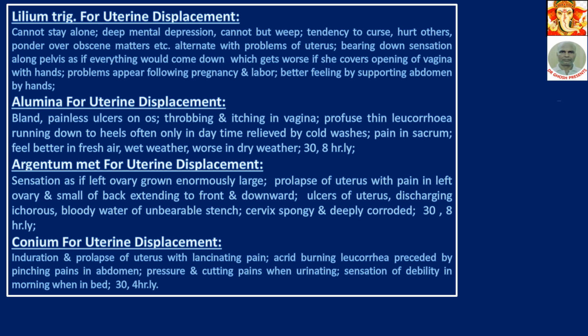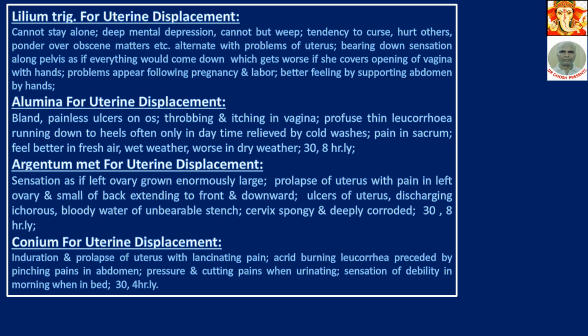Alumina for uterine displacement: bland, painless ulcers on os. Throbbing and itching in vagina. Profuse thin leukorrhea running down to heels, often only in daytime. Relieved by cold washes. Pain in sacrum. Feels better in fresh air and wet weather, worse in dry weather. Alumina 30, 8 hourly.